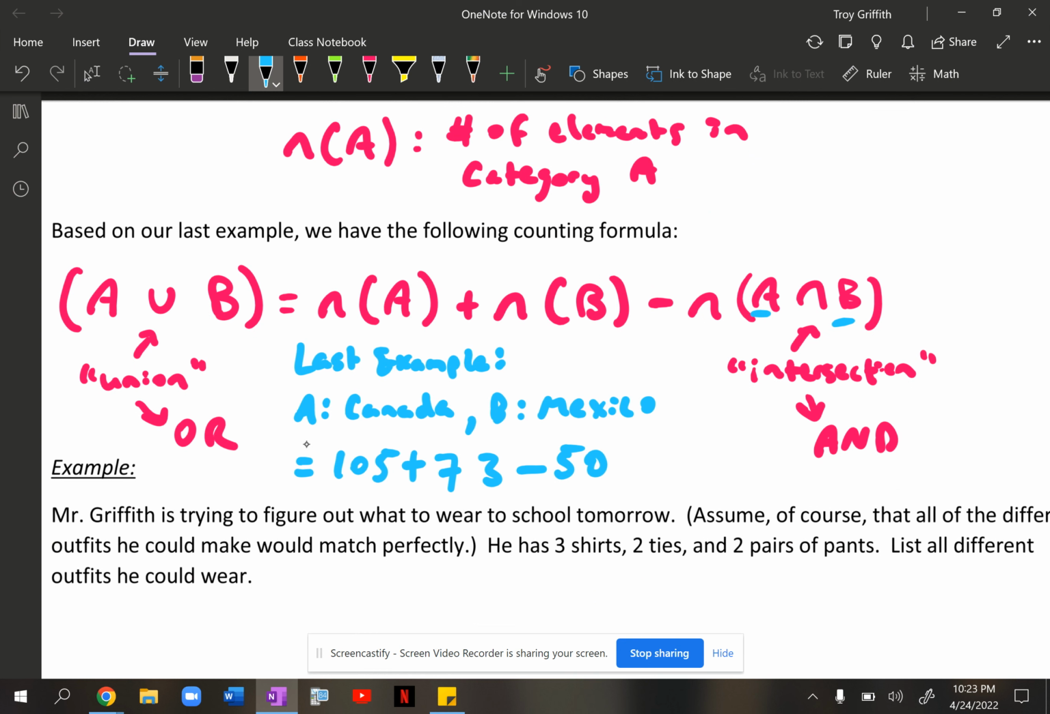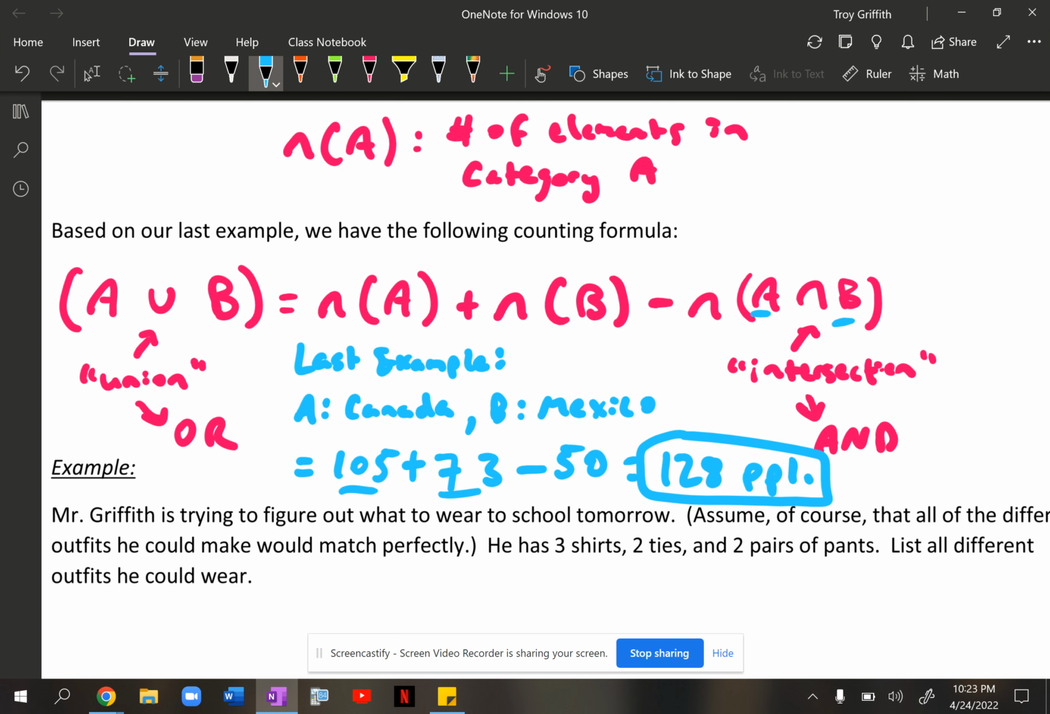Okay, so basically what we're doing here is we're taking the number of people in A and the number of people in B, and then we're subtracting the overlap. And if you do the math here, 105 plus 73 is 178, minus 50 is 128 people. And that agrees exactly with what we got when we did our Venn diagram.